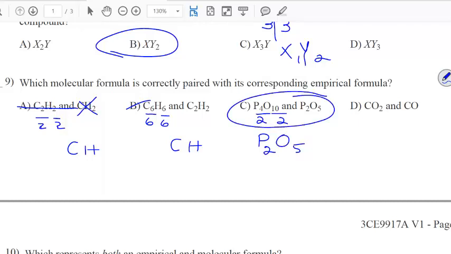And these are already both empirical. Right? And they don't match. So neither one of these can be reduced any further.